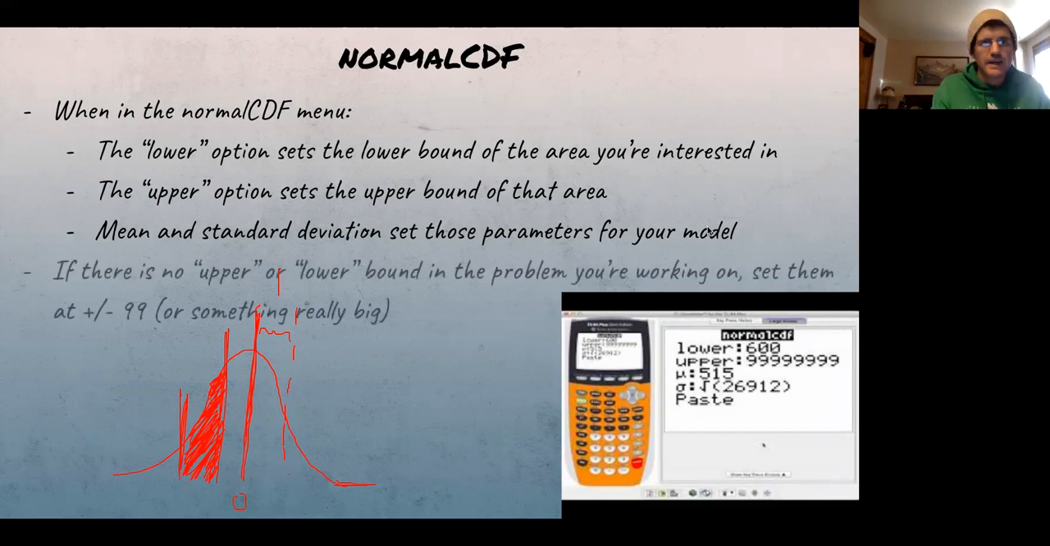Okay, if there is no upper or lower bound for the problem that you're working with, just set them at plus or minus 99. If it's an upper bound, set it at positive 99. If it's a negative, just set it at negative 99. It doesn't have to be a crazy number. You can see in this menu option, they have 9999999 just going on forever. Honestly, when we're talking about that many standard deviations, 99 standard deviations is huge.